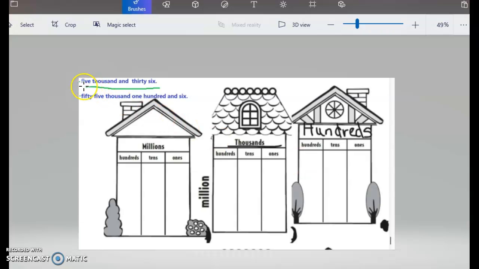So first we start off with it saying 5,036. I want to first focus on that 5,000. Now it didn't say 55,500, it said 5,000. So 5 alone will be in the thousands house. And since it's one single number, it needs to go into the ones house. So that 5 will go here.